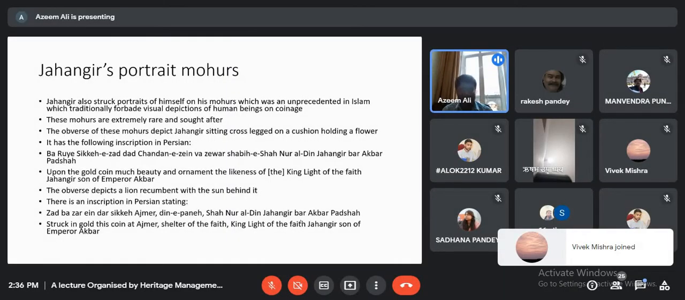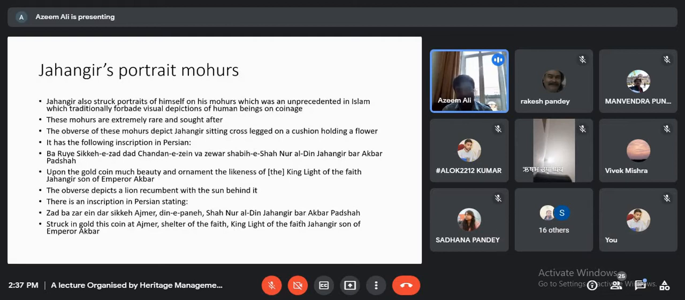And the obverse of the mohurs depicts Jahangir sitting cross-legged on a cushion, holding a flower, and it has the following inscription in Persian: Ba Ruyi Sikhe Ezad Dad Chandan Ezen Va Seva Shabi E Shah Nur al-Din Jahangir Ba Akbar Padshah, which means, upon the gold coin, much beauty and ornament, the likeness of the king, light of the faith, Jahangir, son of Emperor Akbar. And the reverse depicts a lion accompanied with the sun behind it.